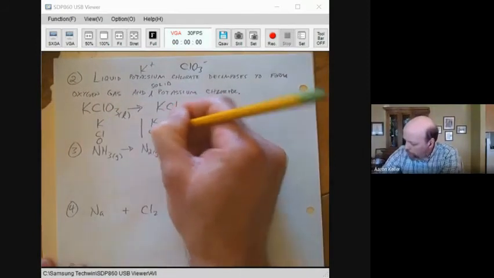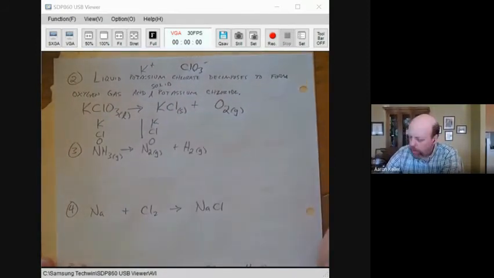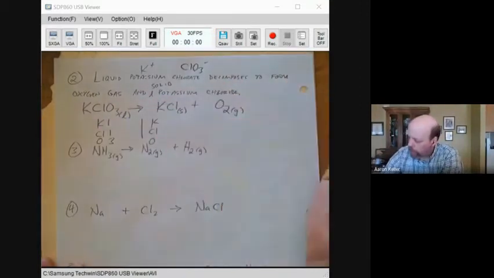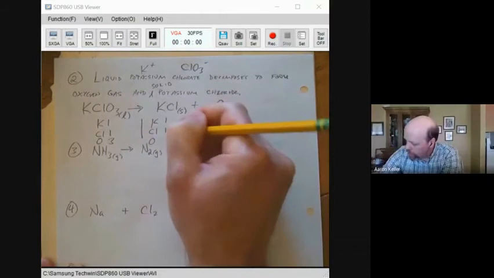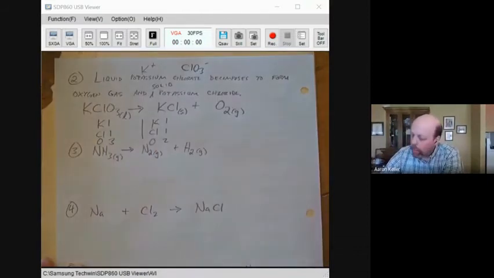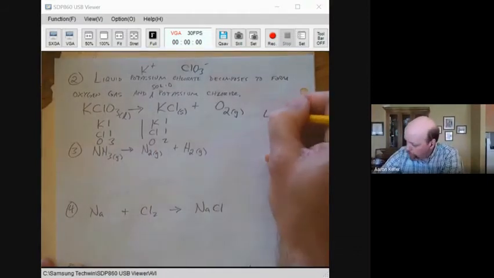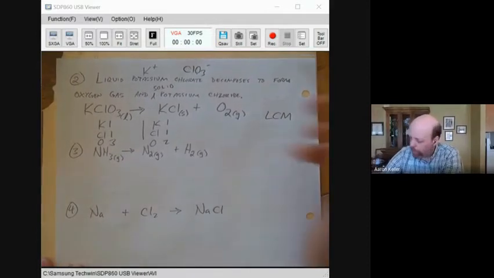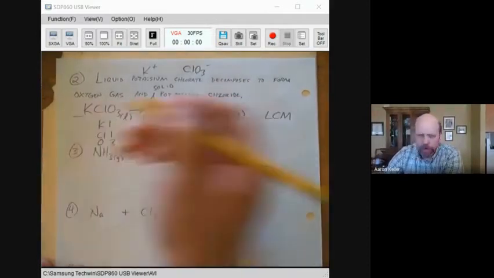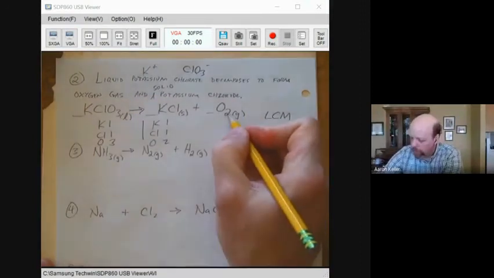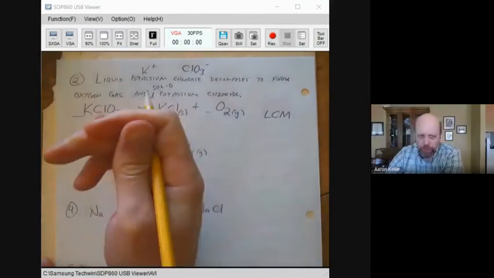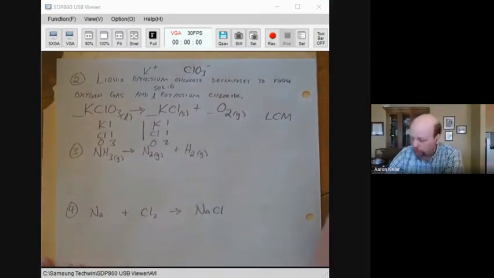We want to count up all the atoms on each side and balance it. We've got 1 potassium and 1 chlorine and 3 oxygens on the left side. Got 1 potassium, 1 chlorine, but only 2 oxygens on the right side. So the rule is you always want to find the least common multiple, and you can only change the number of atoms by putting in a coefficient in front of the whole formula. You cannot change these subscripts. Like you just can't change this to a 3. When you heat it up in a test tube, it does not make ozone, which is O3. You can't just change it.